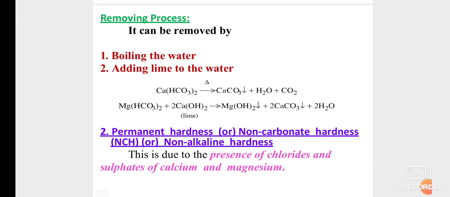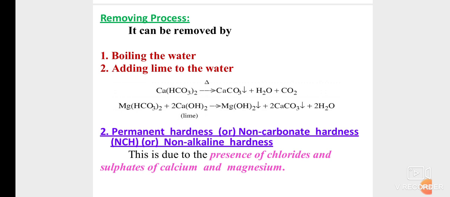How can we remove the temporary hardness? It can be removed by boiling the water and adding lime to the water. Suppose the temporary hardness contains carbonate salt. We just have to boil that water, and the carbon dioxide gas easily evolves. So the first reaction represents calcium bicarbonate.